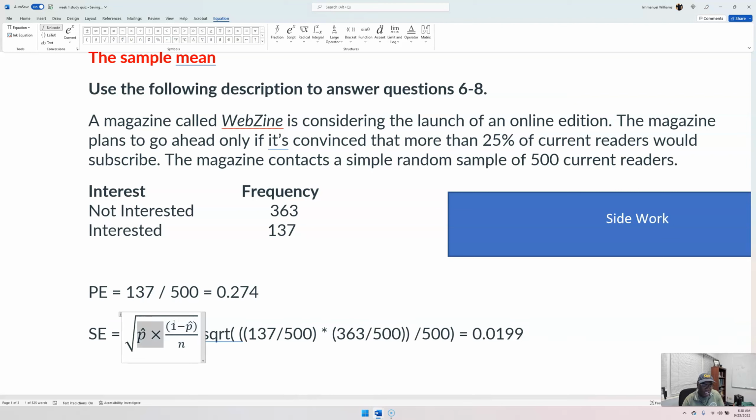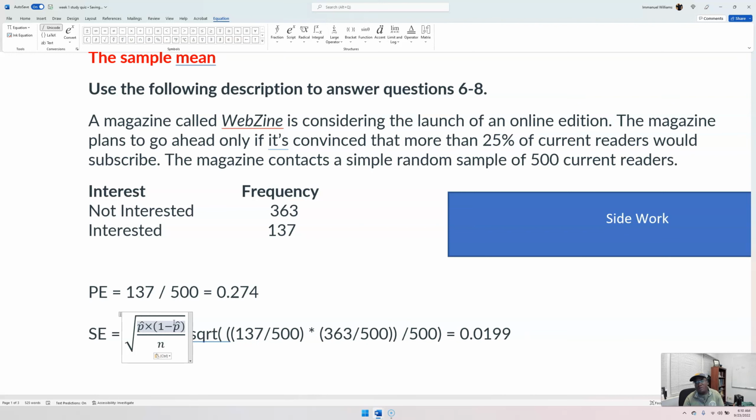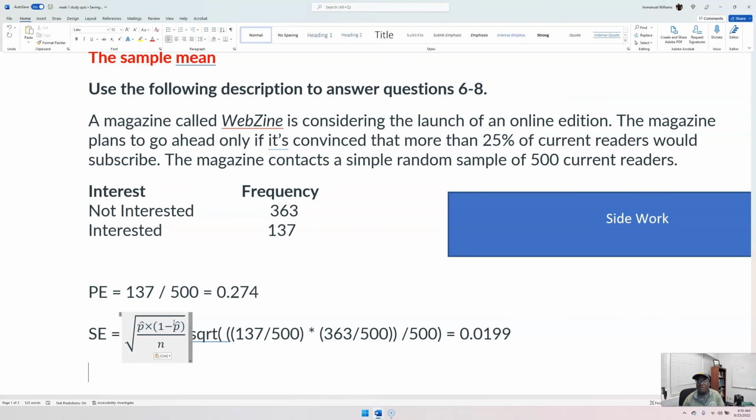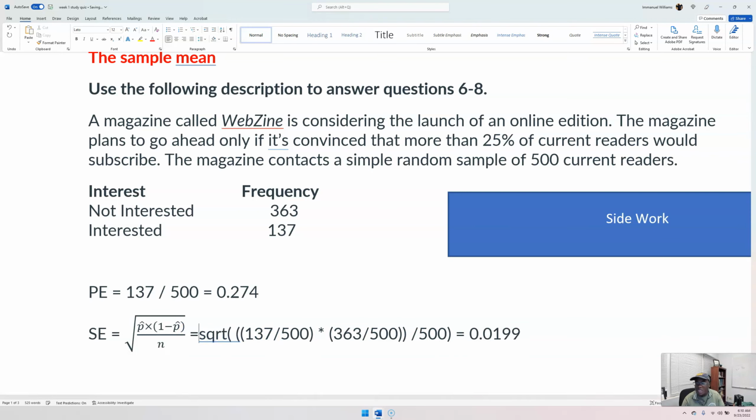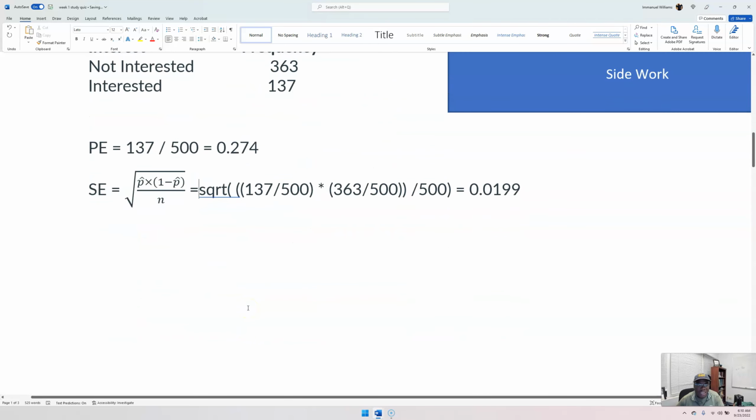So p hat is already given to you, which is a point estimate, 0.274. You do 0.274 times 1 minus 0.274 divided by 500. That's what I did here. And then this is my standard error. So this standard error denotes how much my proportion varies from sample to sample. Okay, so ideally we should remember that from our previous stat class. If not, learning hours. Okay, so that's that.